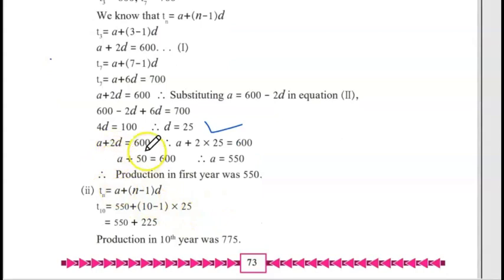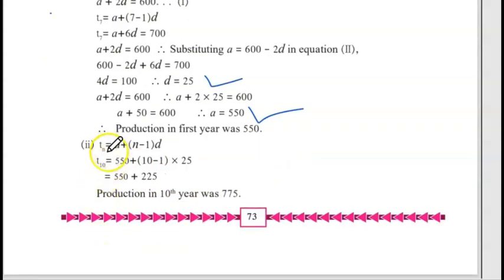Next, a plus 2d is equal to 600. This is the first equation. Substitute the value of d here. Then you will get here a plus 2 into 25 is equal to 600. 2 into 25, 50. And therefore, a is equal to 600 minus 50. And hence, you will get here 550. Therefore, the production in the first year was 550. It is the first term, T1.